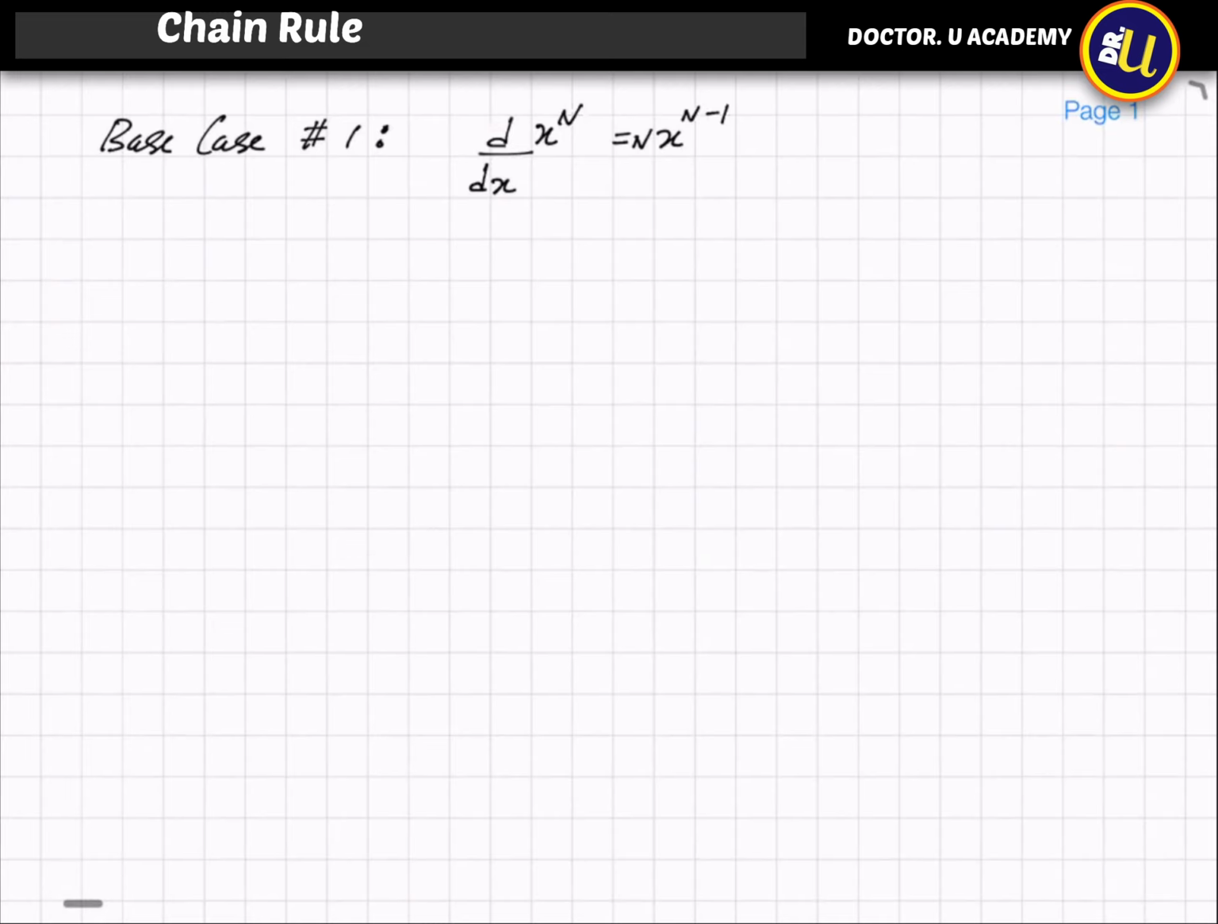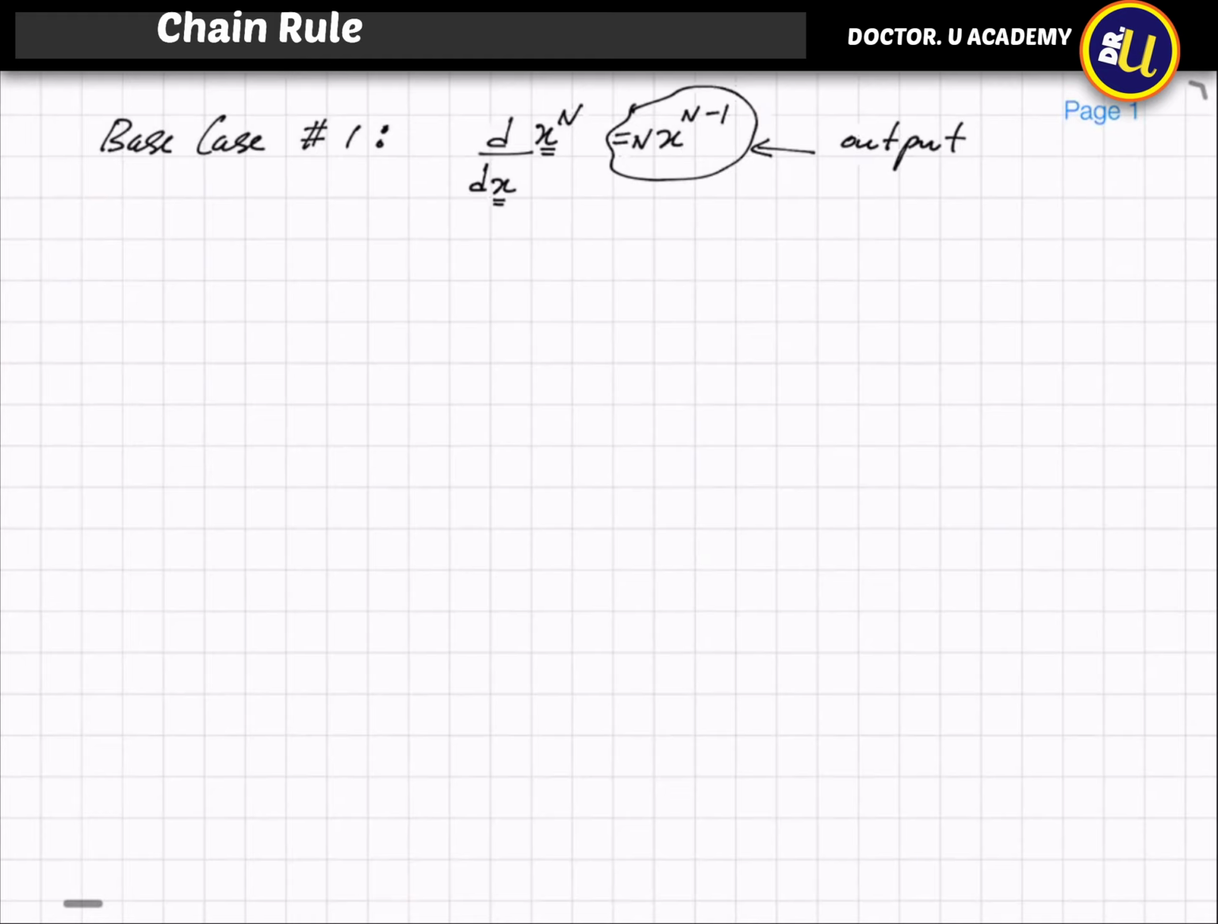What we have observed when learning base case number 1 is that if you have x here, you should have x in the denominator. Then only you get this output. This output is valid if you have this structure on the left hand side, where you have x to the power n and it is differentiated with respect to x.